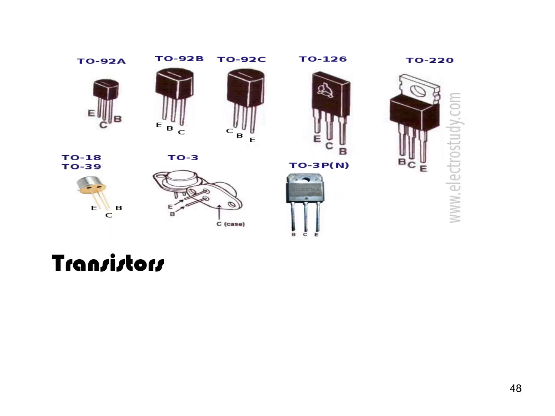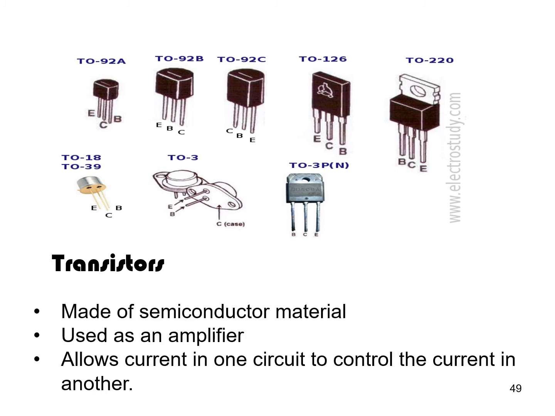The next device we want to look at is a transistor, which is a replacement for the vacuum tube triode. Notice they all have 3 legs. They got an in and out, and then they got an extra one adding electrons to the mix here. And they're made of semiconductor materials. They're used as an amplifier, and they allow current in one circuit to control the current in another circuit.